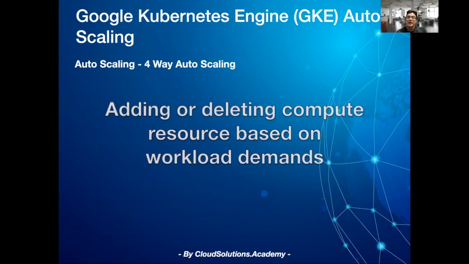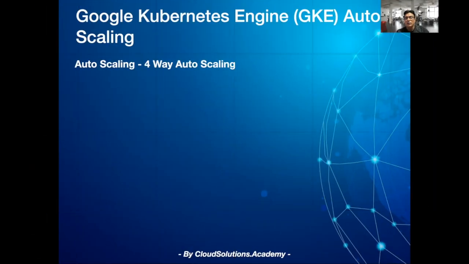So autoscaling in general is about automatically adding resources, be it nodes or pods, to serve additional requests and scale down to minimum size once the demand is low. So with GKE, you have four options for autoscaling.